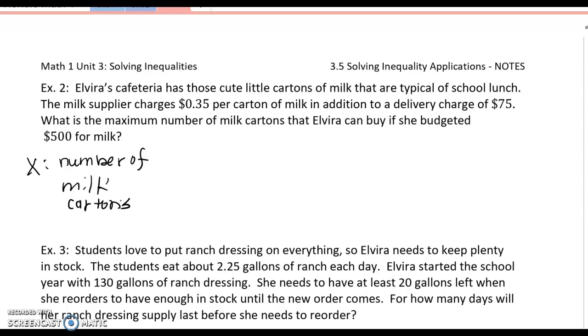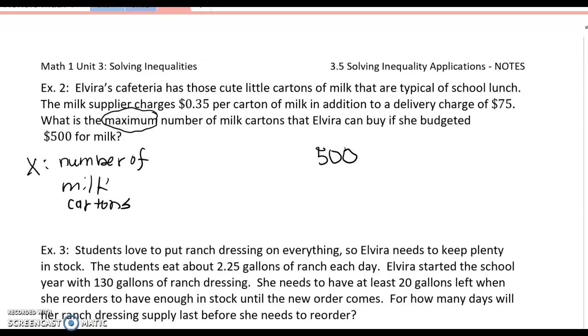Again, we know we're going to be using an inequality because we're looking for wording that says so. And again, when we see words like maximum, there's a range of values at work here. So we've got a maximum budget of $500. Okay, so we know we're going to be doing something with that 500. If it's a maximum budget, meaning we cannot go over budget.